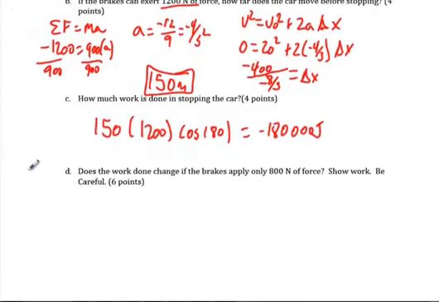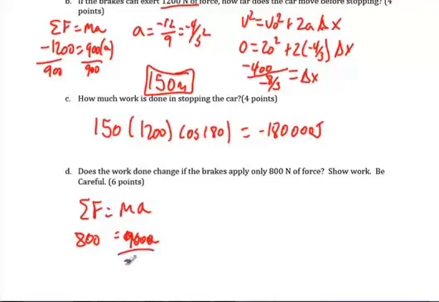D says, does the work change if the brakes apply only 800 newtons of force? Show your work, be careful. So we have to do the whole process again. Net force equals mass times acceleration, because our force changed, our acceleration also changes. So now the acceleration is 800 divided by 900. That is to say acceleration equals, and this is negative again, negative 8/9 of a meter per second squared.